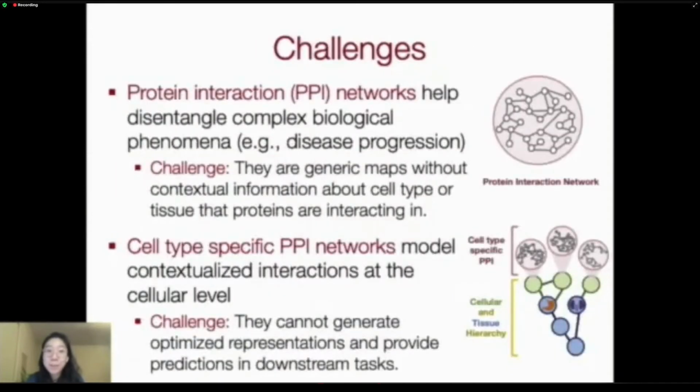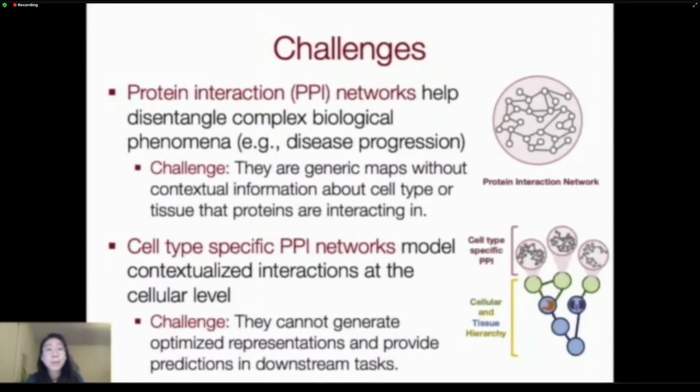This work is motivated by the decades worth of biomedical discoveries enabled by modeling interactions between proteins. In fact, protein interaction networks have been crucial for disentangling the rich diversity of complex biological phenomena. However, these networks are typically presented as generic maps without any contextual information about the particular cell type or tissue that the proteins are interacting in.